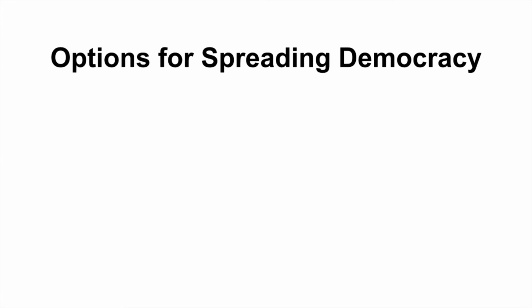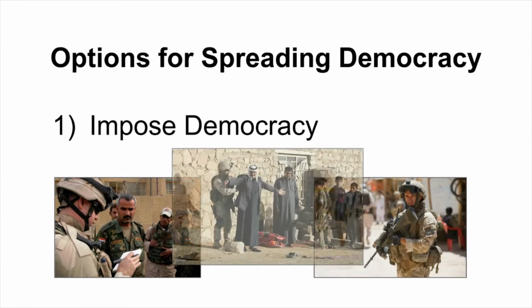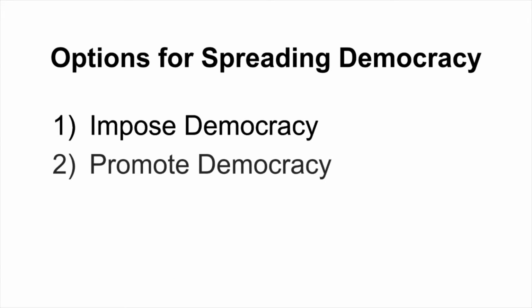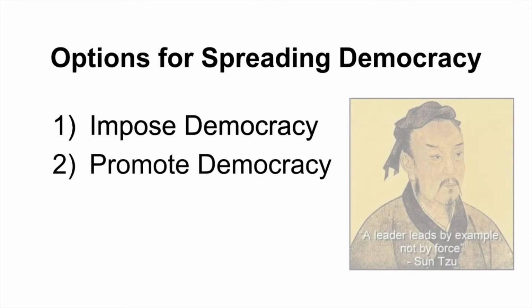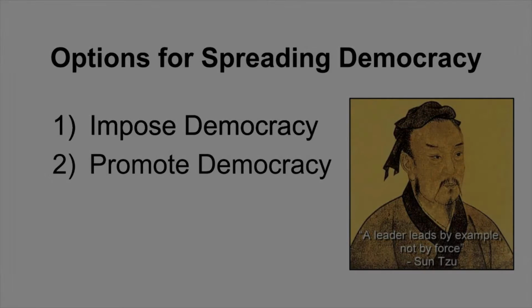Next, we'll list the options for spreading democracy. 1. Impose democracy. We could force democracy on other nations, like the U.S. attempted with Iraq, but this approach is clearly impractical. We can't afford to invade every dictatorship, even assuming that approach works. 2. Promote democracy. We could lead the world towards democracy by setting a good democratic example. To quote from The Art of War, a leader leads by example, not by force.